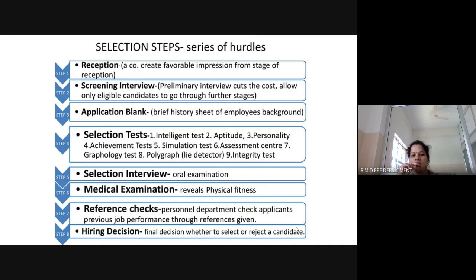Next comes the interviewing pattern. There exist different methods, like the screening interview and the selection interview. The screening interview cuts the cost by conducting a preliminary interview, thereby allowing only eligible candidates to go through the further interview process. The selection interview is mostly done by oral examination, and after the HR or manager determines which applications meet the minimum criteria, those people are selected to be interviewed.